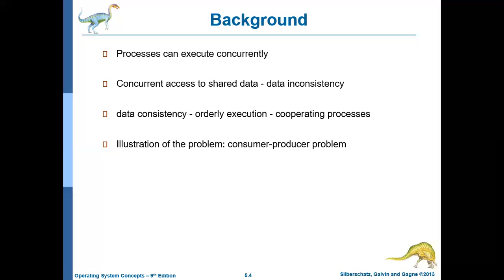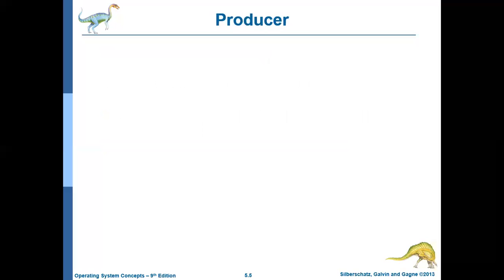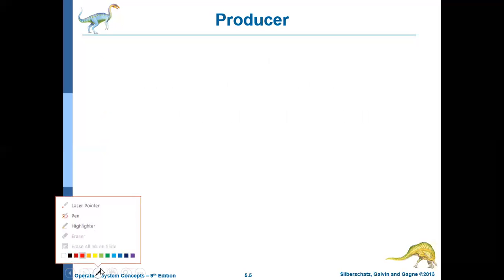We shall discuss this with an example. Let us consider a classical problem called the producer consumer problem. We will be discussing how data inconsistency occurs with a producer consumer problem. Producer is a process, consumer is also a process.